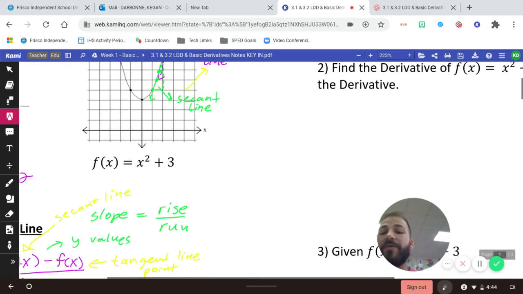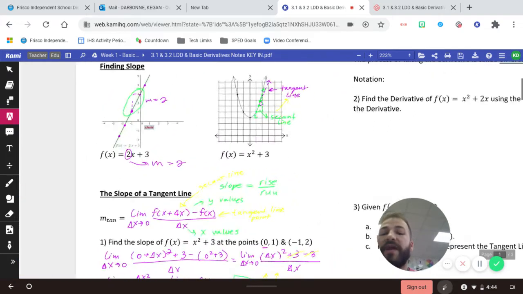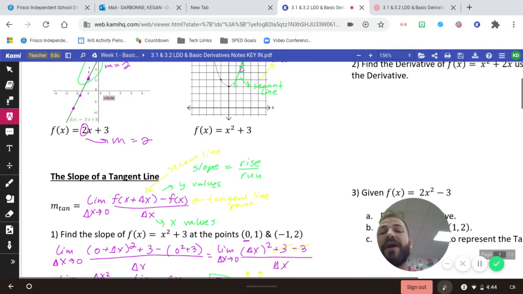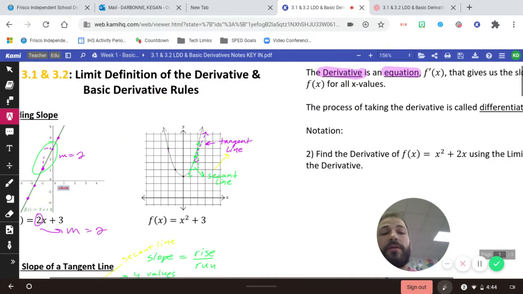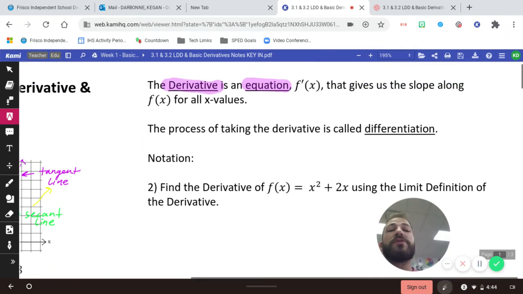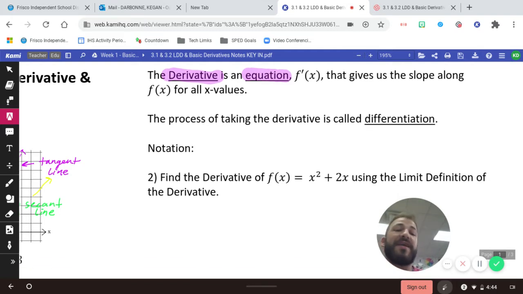Okay, what we did right here is we found the slope at a very specific point. But my derivative equation can give me the slopes at all of my different x values. So it's really more useful to find the equation of the derivative than it is to do this whole process to find just a specific slope. This process of taking the derivative is called differentiation. So we are differentiating when we are finding a derivative.